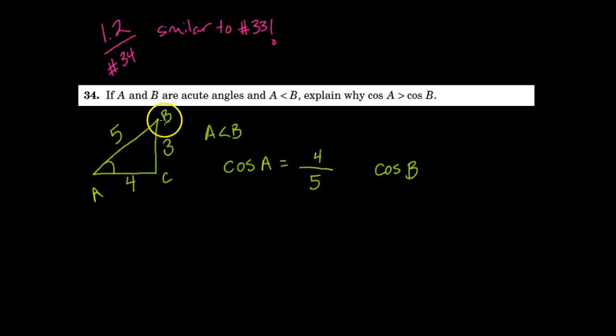Remember, this is good practice. Cosine of B, this is your reference angle. Put your finger on angle B. Now what's the adjacent leg to that? That's 3. Okay, so the adjacent leg to angle B is 3 and the hypotenuse is 5. So just from this example, you can see that 4/5 is definitely going to be greater than 3/5.